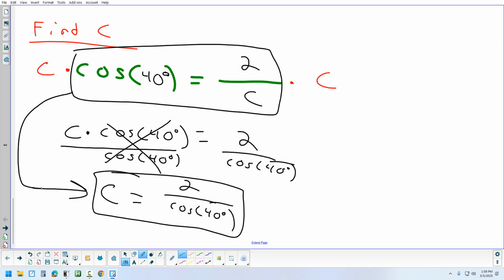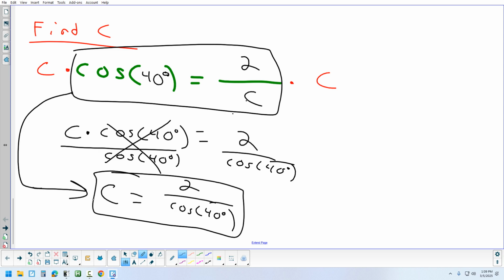Can't you just divide both sides by 2? If you divide by 2, you'd still be left with a c in the bottom. But does anybody see how you can go from that step right to that step? Replace the c with cosine. Right. If you just switch the c and the cosine 40, you automatically get c by itself.